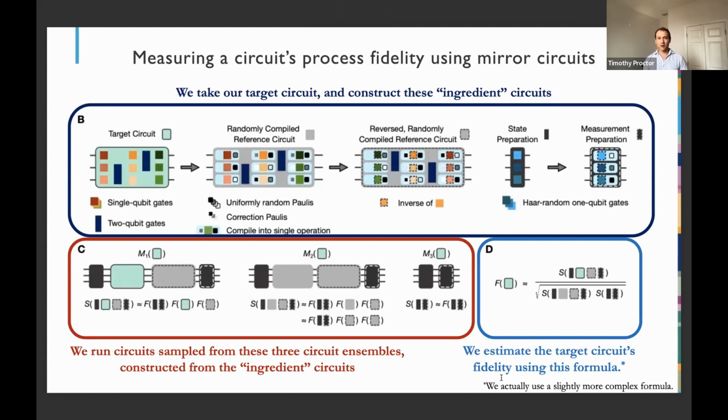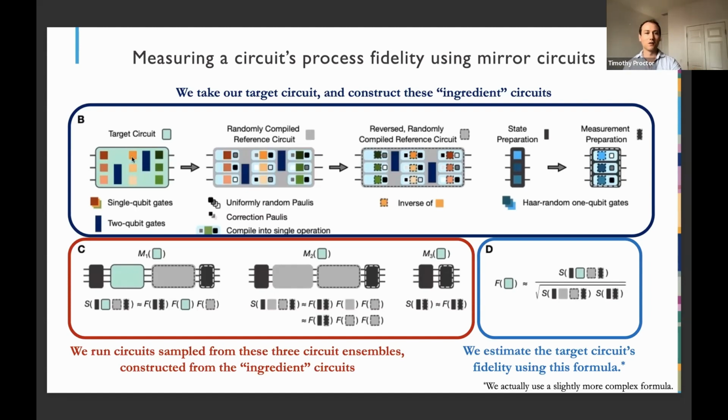So this is how our technique works. It involves running a bunch of different mirror circuits. It looks fairly complicated because it involves a lot of different ingredients, but actually the reasoning behind how this works is not all that complex. So we have some target circuit, this is the thing whose fidelity we want to estimate. Here is a 3-qubit circuit, but this works on any number of qubits.